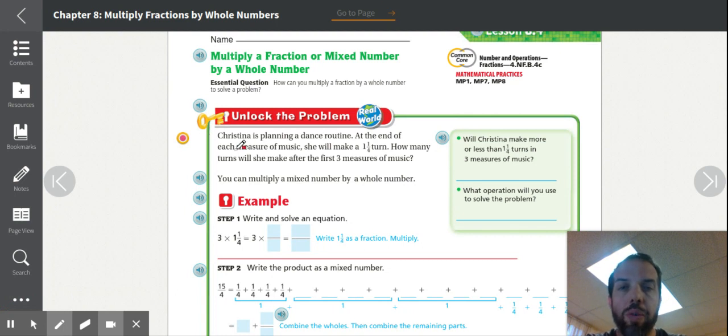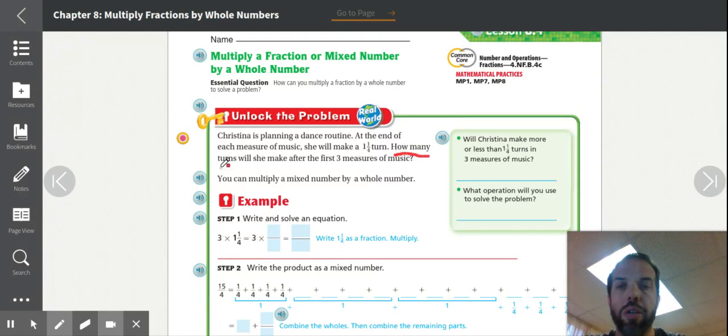Okay. So let's read the problem. It says, Christina is planning a dance routine for her Fabulous Friday. At the end of each measure of music, she's going to make 1 1/4 of a turn. So she's going to go all the way around, and then she's going to go another 1/4. How many turns will she make after the 3 measures of music? Okay. So we know that's going to be our question.